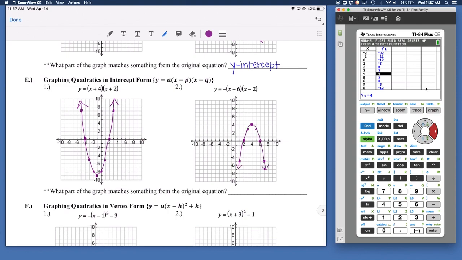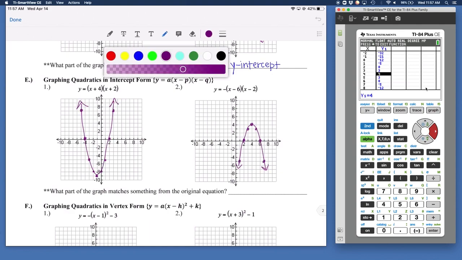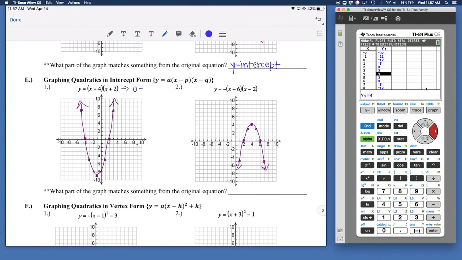Okay. As you take a look here at these ones, remember this is called intercept form, and I want us to think back to what we did yesterday. So if I set this equal to 0, 0 equals x plus 4, x plus 2, this really means that x equals -4 and x equals -2. Remember how it comes opposite?